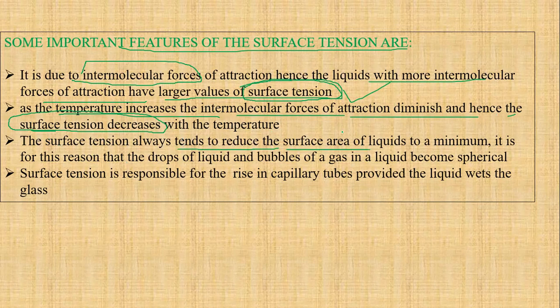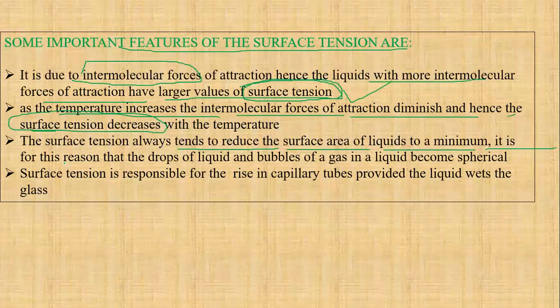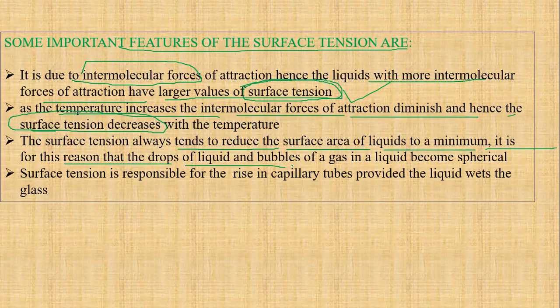This property always tends to reduce the surface area of a liquid to a minimum. It is for this reason that a drop of a liquid and a bubble of a gas in a liquid become spherical. का तो स्पेरिकल होतात हे बबल वगैरे जे आहेत किंवा लिक्विड आहे, इट इज बिकॉज ऑफ सरफेस टेन्शन प्रॉपर्टी. So this property is responsible for the rise of liquid in a capillary tube provided that liquid wets the glass, है ना.